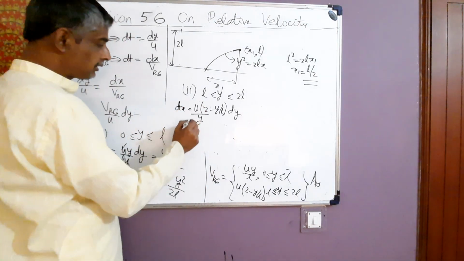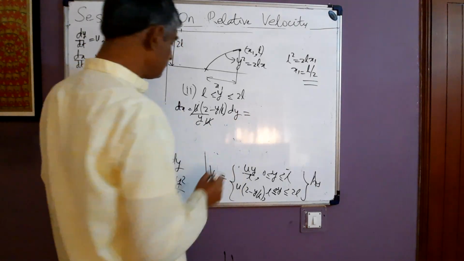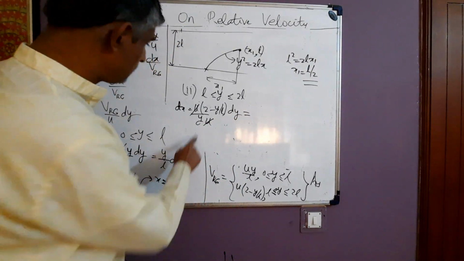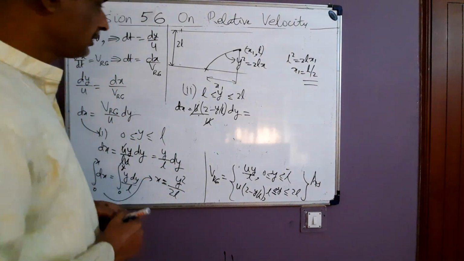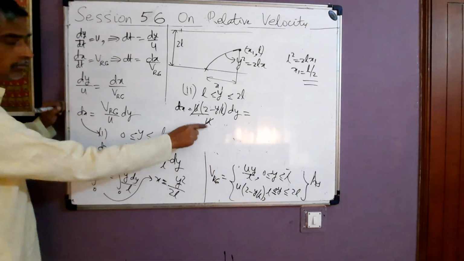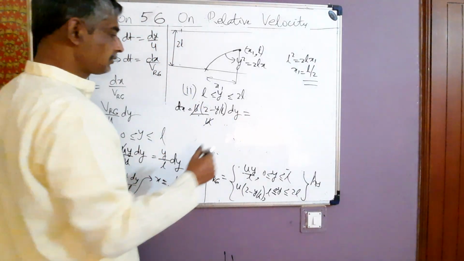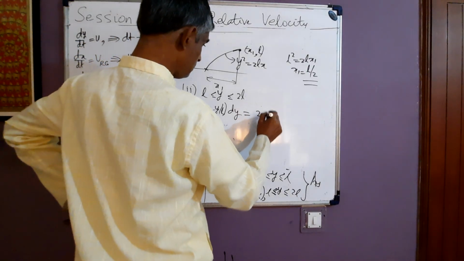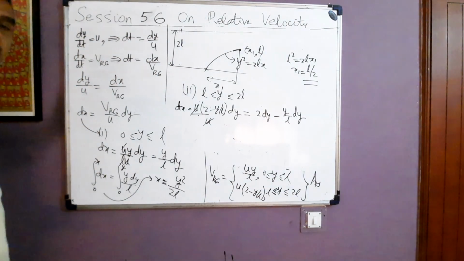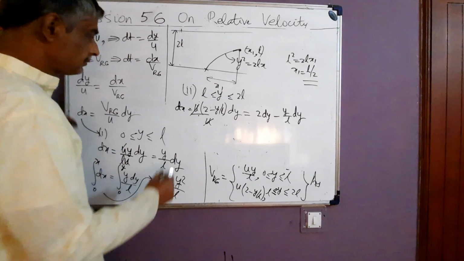Here also there is u, so u and u will cancel out. Oh, sorry, my mistake, this is not y; a mistake was written, that I rubbed it. Simply this VRG by u. So dx is just equal to 2 dy minus y by L into dy.